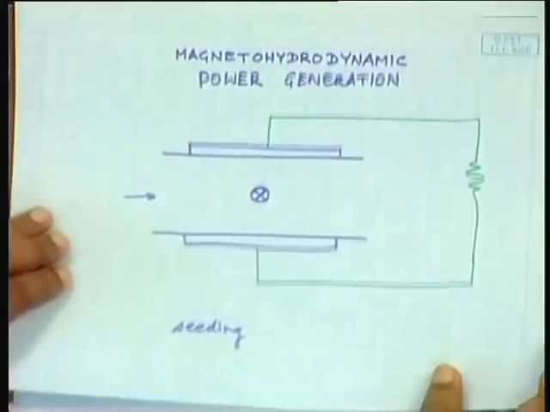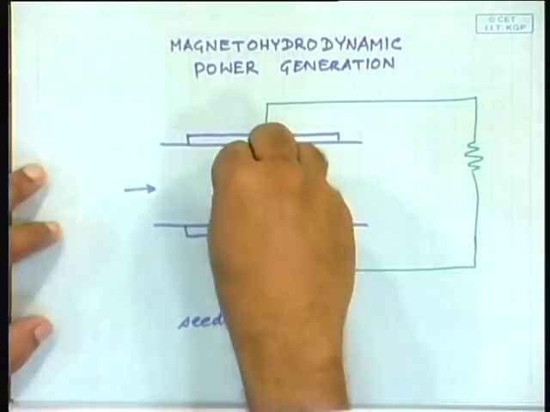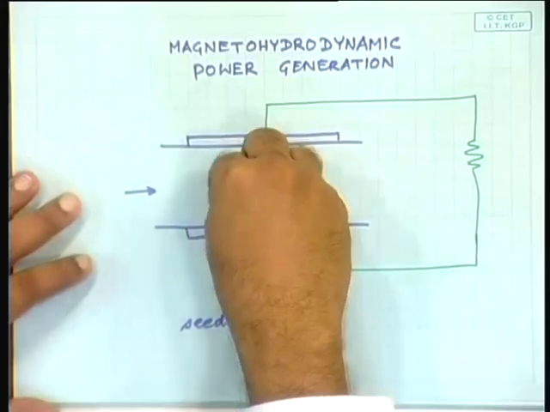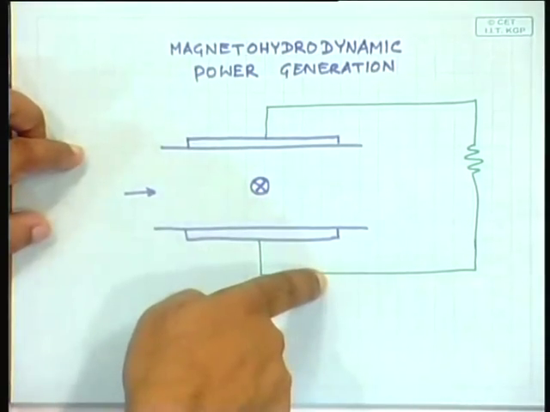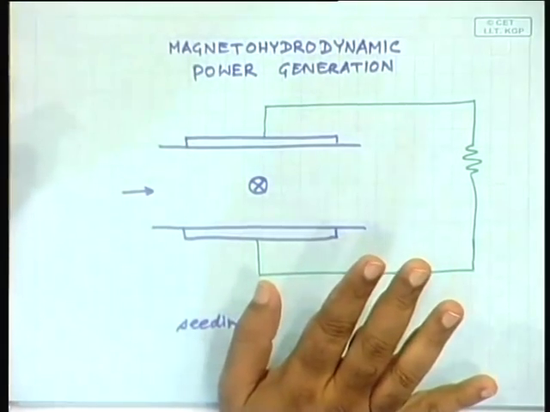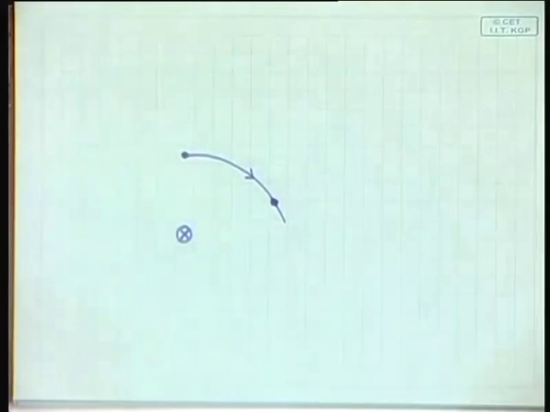Remember, we had initially considered that this will be the direction of flow, so the electron will be flowing like this, and you have produced a B due to which there will be a voltage generated here. That means the electrons will be actually moving like this. That is producing what is known as the Faraday effect. So let us quantify this Faraday effect. It has come here.